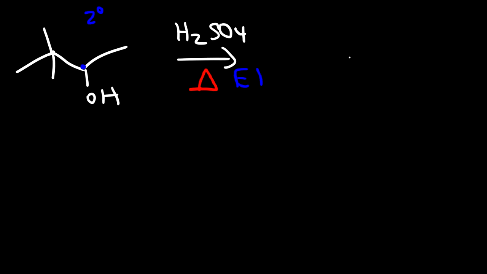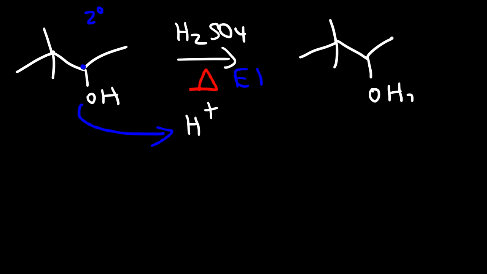So the first step is protonation by the acid. So you can represent the acid using H+, just to keep things simple. So after protonation, we're going to get a good leaving group. The hydroxyl group is a poor leaving group, but water is a better leaving group. And so water is going to leave.